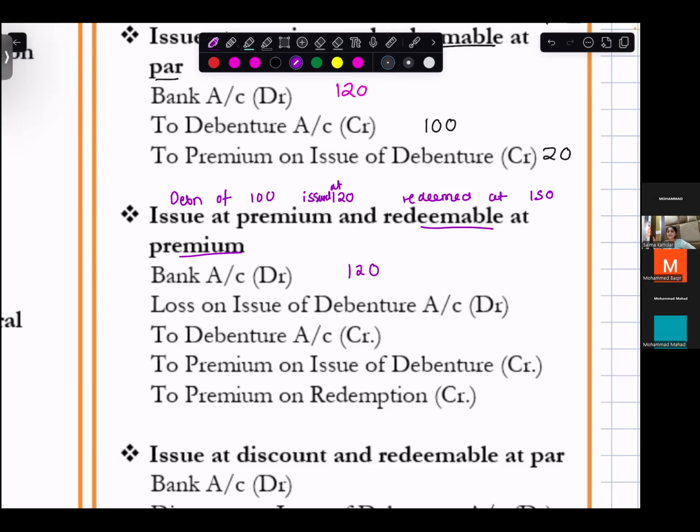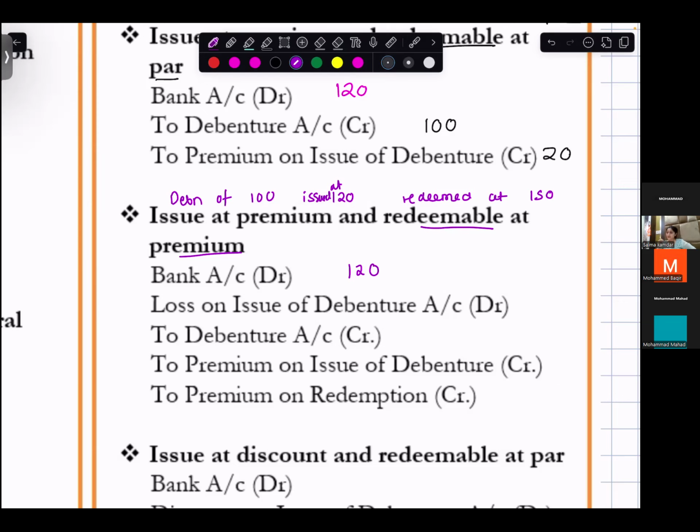So how much did you receive? Bank account 120 and debentures 100. Answer my question. How much did you receive? 120. How much are you going to pay back? 100. Answer my payback question. Use your brains. How much did you receive? 120. How much are you going to pay back? 150.